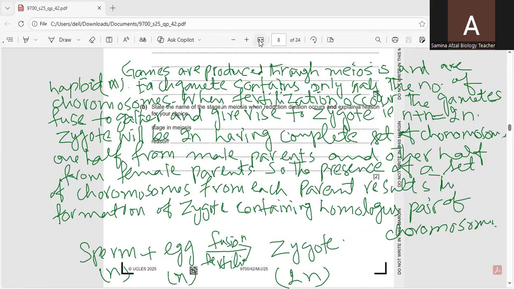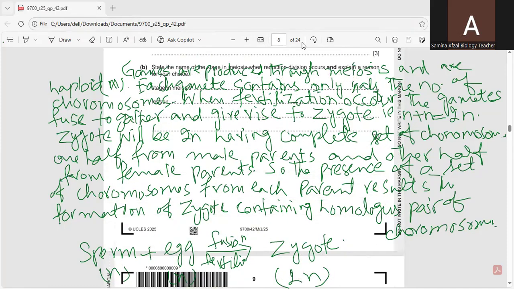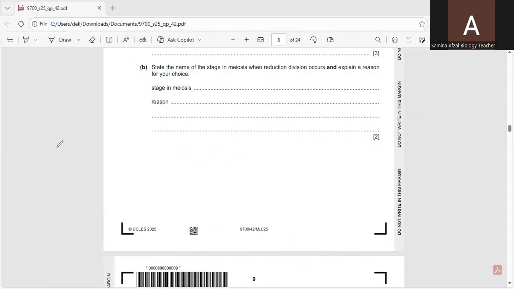Now the next question is, state the name of the stage in meiosis when reduction division occurs and explain a reason for your choice. Here, the reductional division is the one in which the chromosome number is reduced to half. So meiosis 1 is called the reductional division.